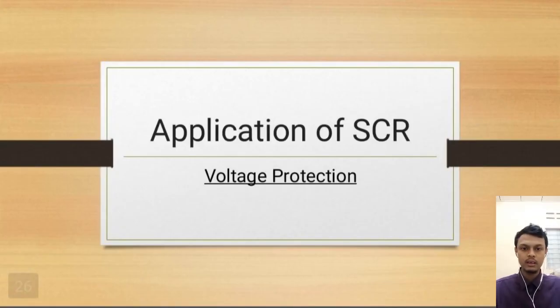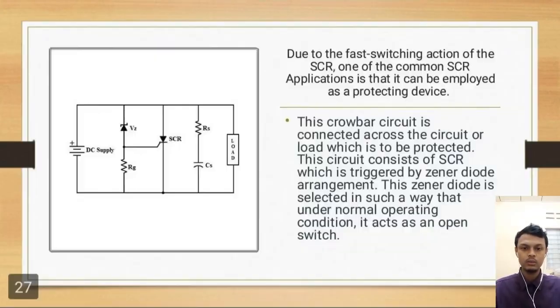Application of SCR, voltage control. Due to the fast switching action of the SCR, one of the common SCR applications is that it can be employed as a protective device. An example circuit is the crowbar circuit. The crowbar circuit is connected across the circuit or load which is to be protected. This circuit consists of an SCR, which is triggered by a Zener diode arrangement.